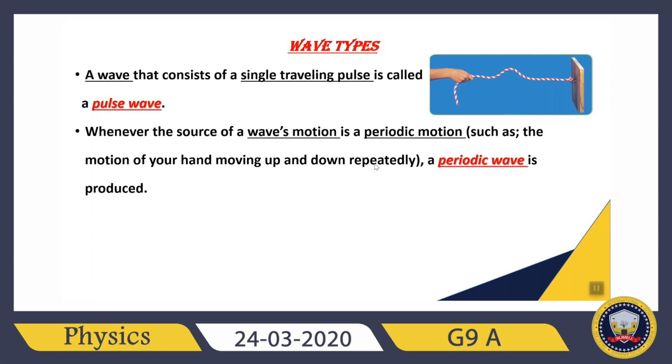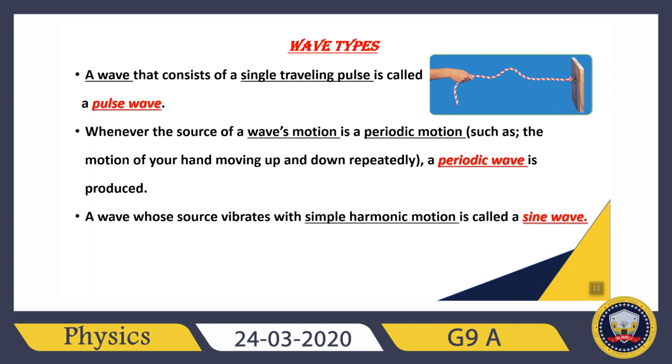So whenever the source of wave motion is not one single pulse but many, repeated periodically, it is called a periodic wave. So now we have a pulse wave, and another wave called a periodic wave. Periodic means it is periodically repeated. That's why it's called a periodic wave.